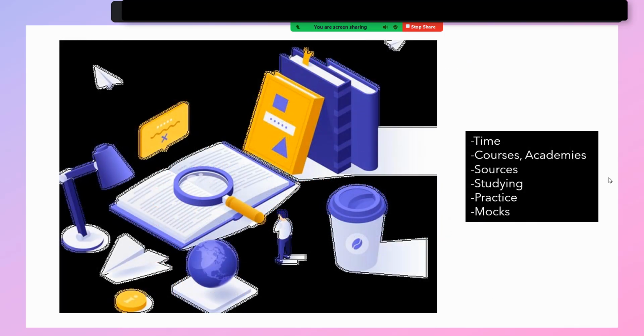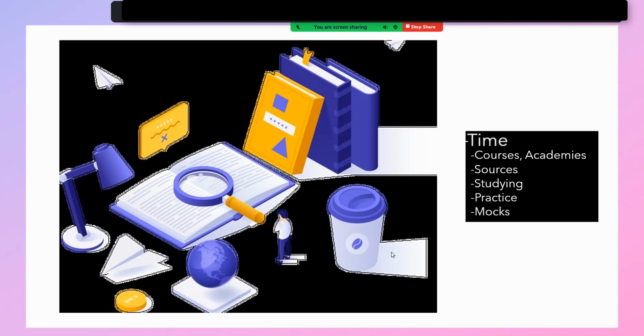Now we are going to talk about the preparation. I will give you some golden tips about the preparation and then I will answer your questions. We are going to talk about the average time for preparation, courses and academies, sources, studying, practice, and mocks. These are the points of preparation in PLAB 2. Let's talk first about time.